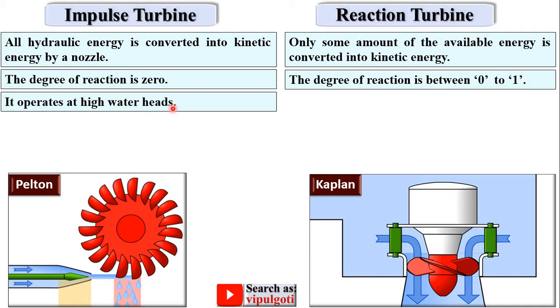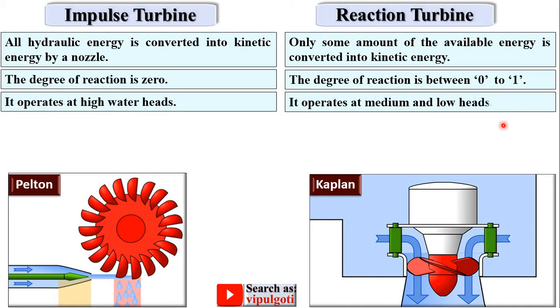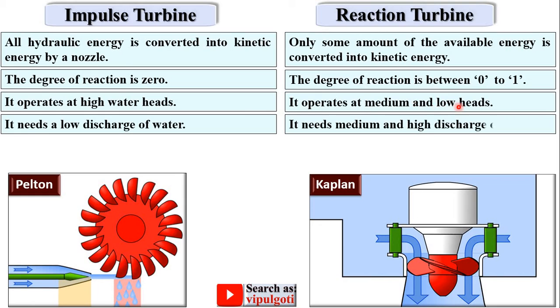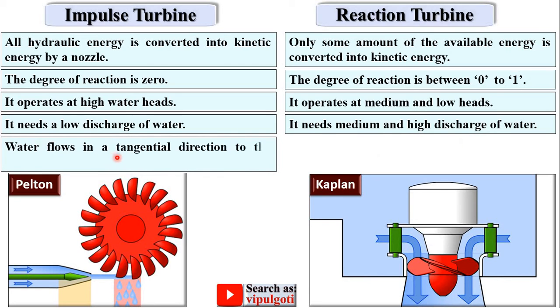The impulse turbine operates at high water head. The reaction turbine operates at medium and low head. The impulse turbine needs a low discharge of water. So keep in mind, if the water head is high, then it is suitable for low discharge. And if the head is low, then it will be suitable for high discharge of water. In an impulse turbine, water flows in a tangential direction to the turbine wheel. Here you can see this is the tangential direction of the jet of water to this turbine.